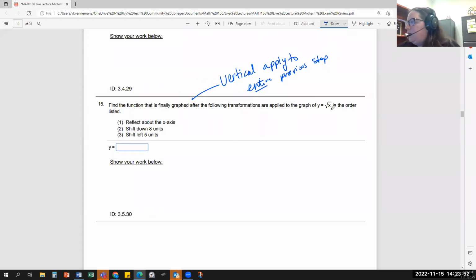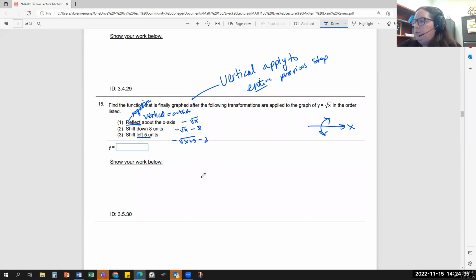But here we're taking the square root of x. The first thing is reflect about the x-axis. I had to stop and think, all right, the x-axis is horizontal, so that's actually a vertical reflection. A reflection is going to apply a negative, but because it's vertical, it's going to be outside. So I change the square root of x to a negative square root of x. Then shifting down 8 units, I'm going to subtract 8 from that. And then shifting left 5, I'm going to replace x with x plus 5.